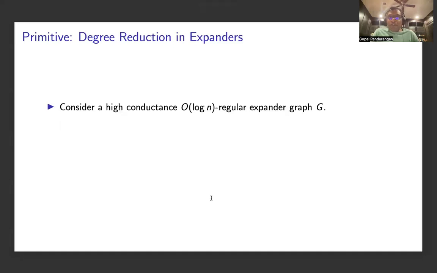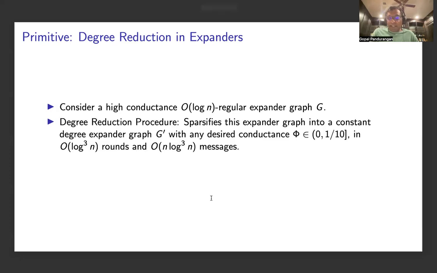So the second primitive I want to talk about is degree reduction of expanders. The goal is used in step 3 of each phase. Because by the Gote procedure, we get a high conductance log n regular expander. And we run this degree reduction procedure to sparsify this expander graph into a constant degree graph with some fixed, constant conductance.